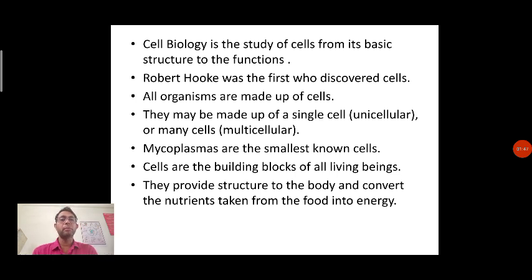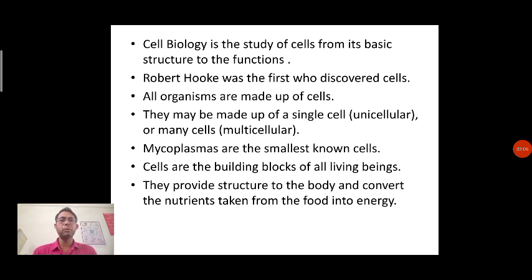For example, mycoplasma. Mycoplasmas are the smallest known cells on the earth. Along with mycoplasma, we can say bacteria are there, then cyanobacteria are there. So these are some examples which we call unicellular organisms.